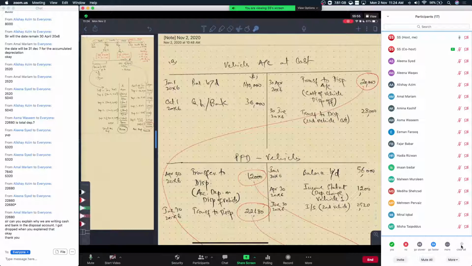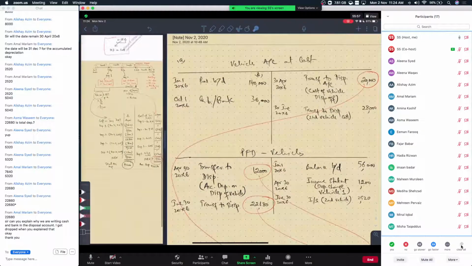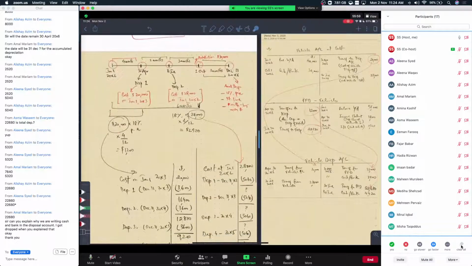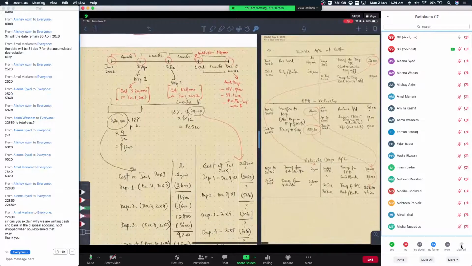Now we have reached up till here, and there are no more calculations involved. Now we have reached 31st of December. And what do we do on 31st of December? We'll look for remaining assets. We will charge the depreciation on 31st of December. And then we are going to close down the accounts. How do we close down the accounts?